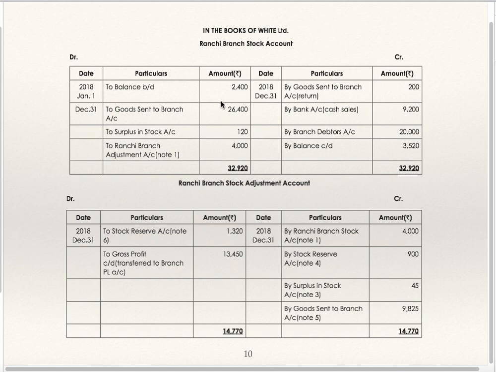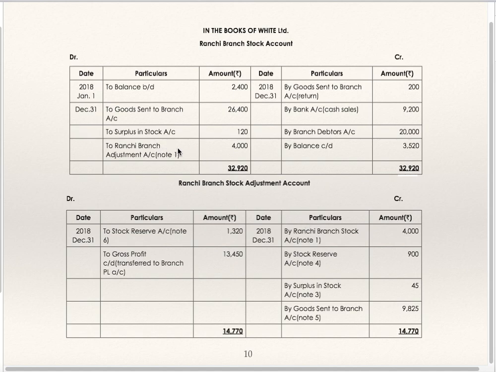You can do this way also. 26,400, find out the loading, credit it to adjustment account. On 200, find out the loading, debit it to adjustment account. But what is done in the solution is 26,400 minus 200. On 26,200 directly they have calculated loading and credited to branch stock adjustment account.